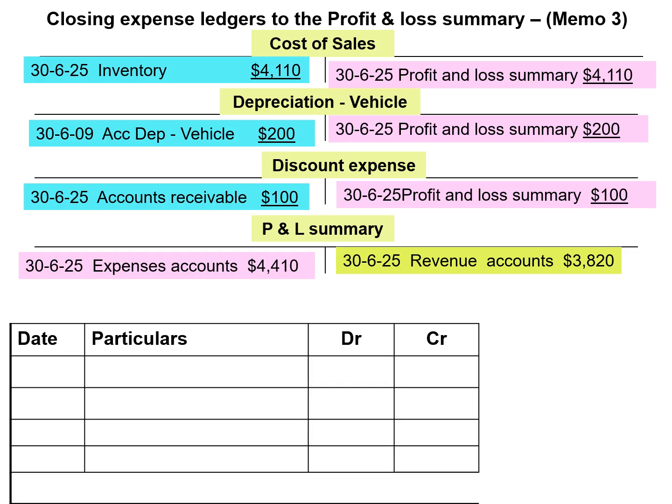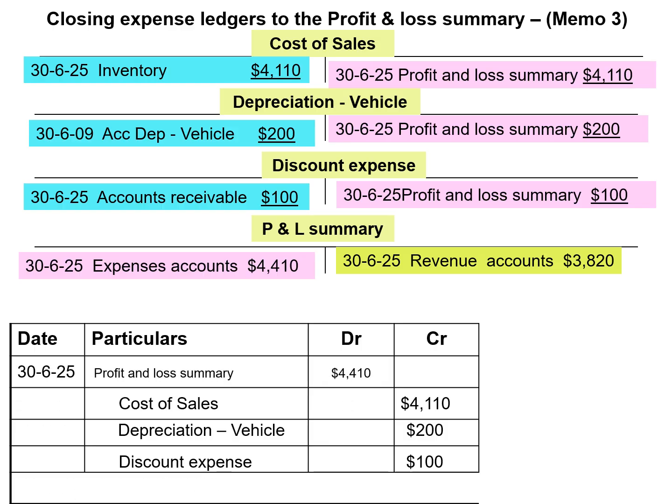So all of these accounts have been zeroed off, the revenue and expenses. In your GJ, again, this kind of goes against the grain because normally when we have an expense, we do a debit entry. Here's the exception. These are all credited, and therefore we have a debit entry to our temporary profit and loss summary account.